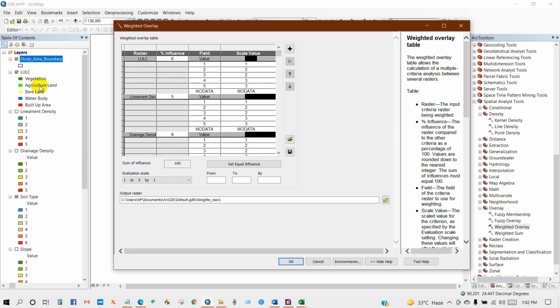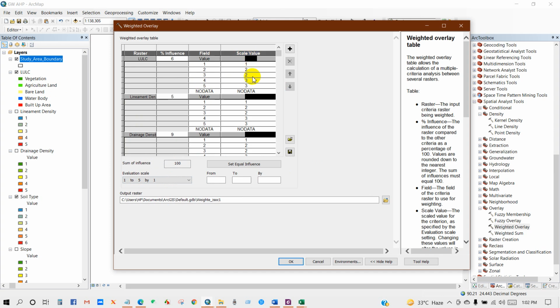Now I will give the scale value for every factor. For that, you have to know the ranks were assigned to the respective parameters considering the field survey experiences, stakeholder consultation, and expert opinions, as well as reviewing the existing literature.